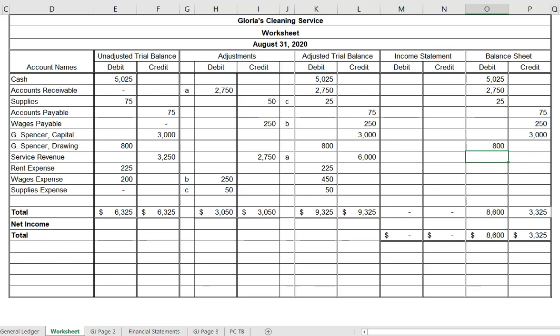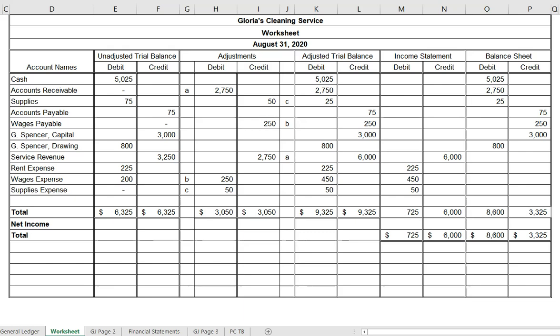All right, so those are all of our balance sheet accounts, right? Because we had our assets, our liabilities, and our owner's equity. Now we move down to our income statement accounts, which are our revenue accounts and our expense accounts. We have a $6,000 balance in the credit column for service revenue. We have $225 for rent expense. That goes in the debit. Wage expense, same thing, debit. Supplies expense, $50. Now look, our column totals do not agree like they did before.